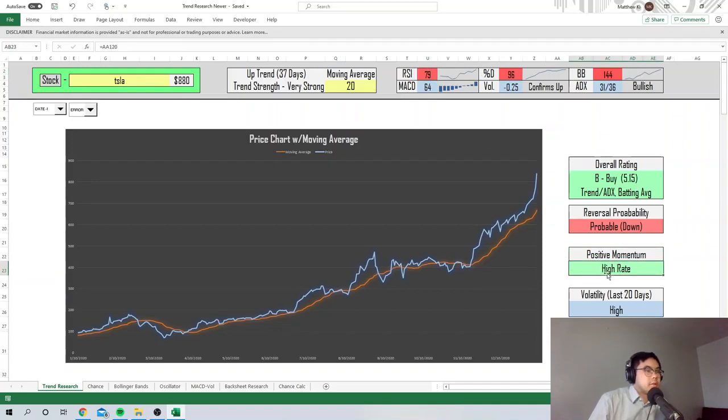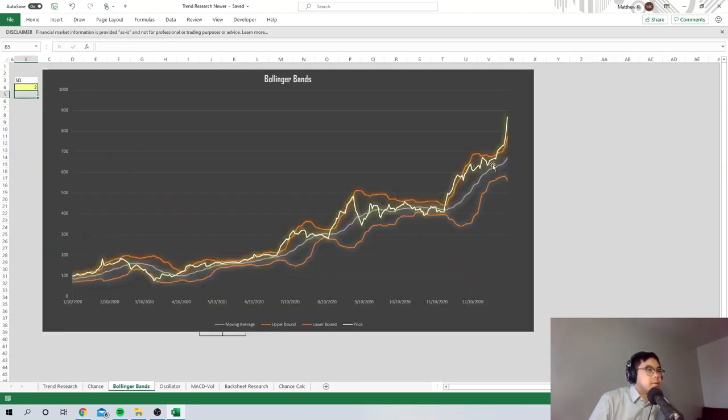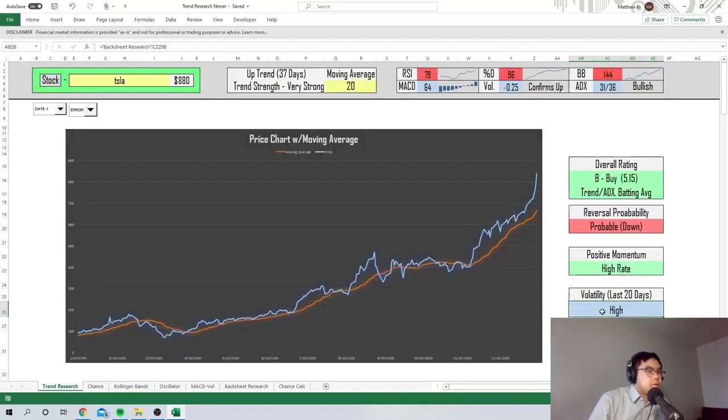This is just, I calculated this with a percentile. And then volatility. We can just look at the Bollinger Bands. They're expanding, and if they're expanding, that means there's more volatility, like right here, and lower volatility. So we're looking at high volatility for this stock in the last 20 days, positive momentum at a high rate, a possible reversal. So all that combined, it still has a buy rating because the uptrend is so strong.